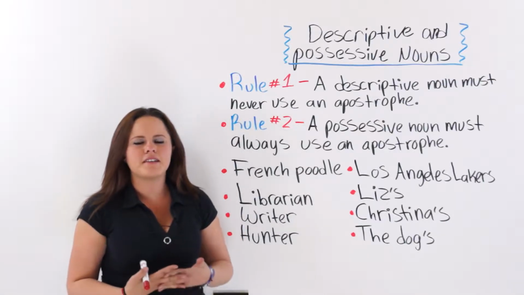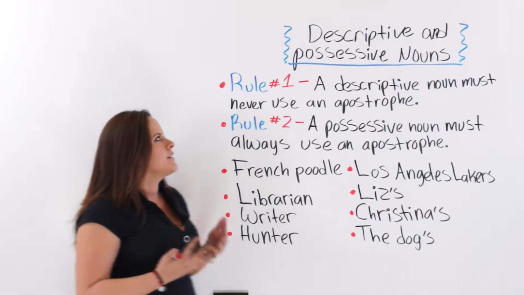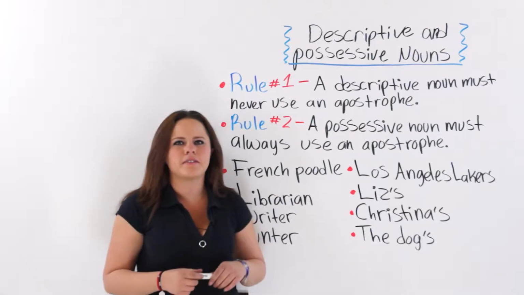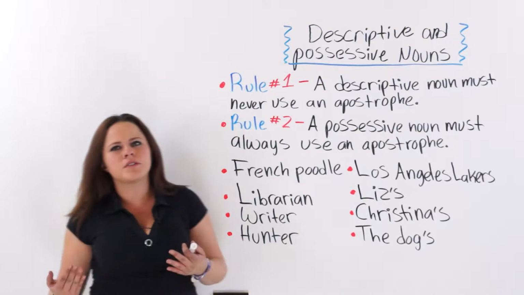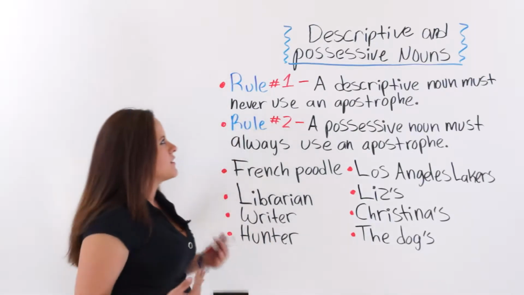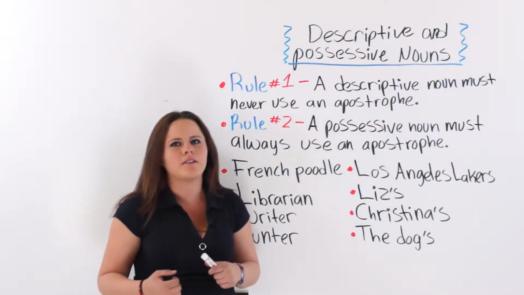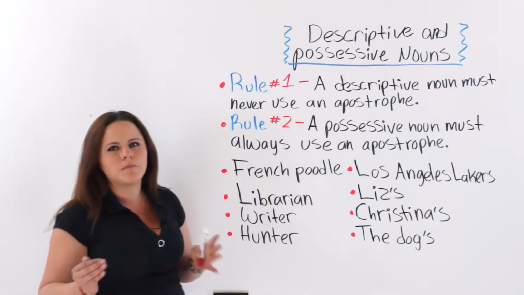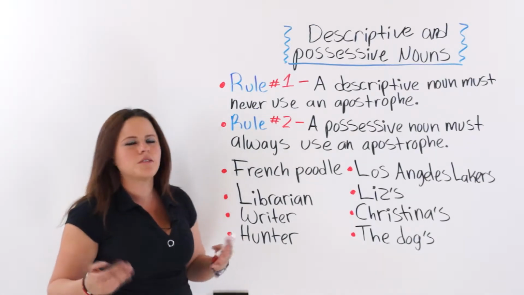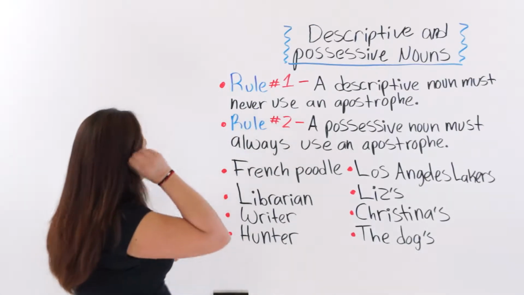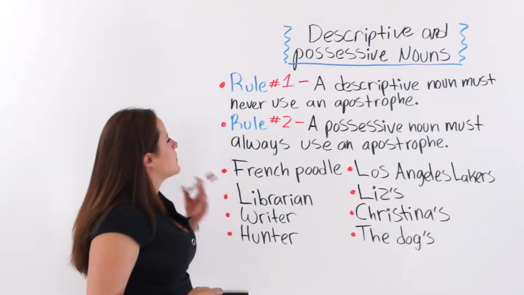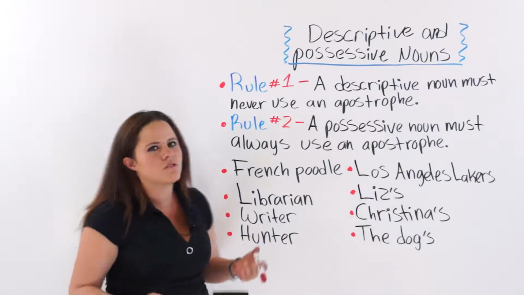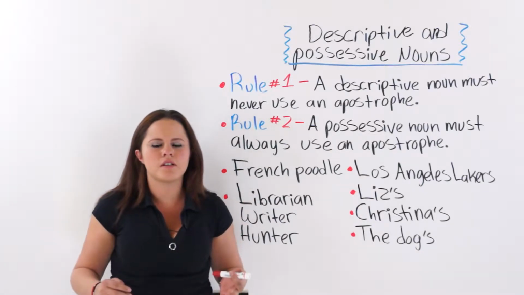In today's lesson, I will talk to you about descriptive and possessive nouns. Some people get very confused when differentiating a descriptive from a possessive noun, but we have two simple rules to do so. The first rule here is a descriptive noun must never use an apostrophe.